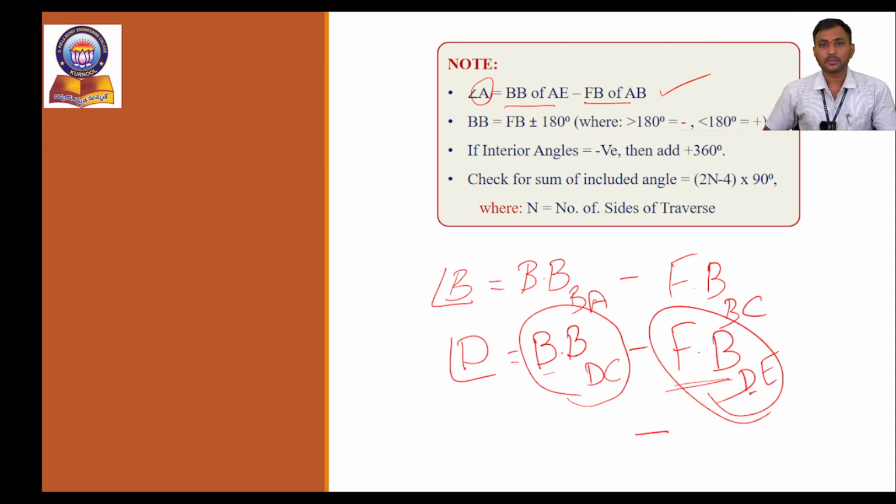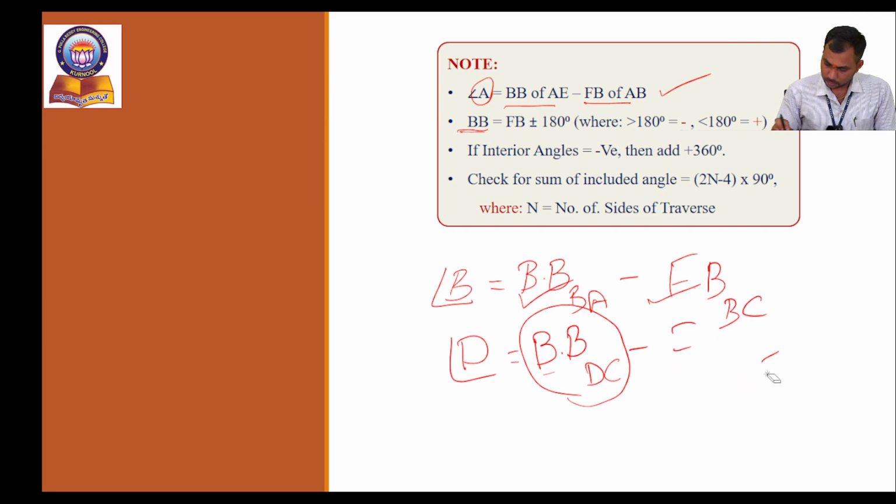So finally we have the formula we can apply to calculate the interior angles: back bearing minus fore bearing. In the question, they can mention either the back bearing or the fore bearing. Maximum they will mention the fore bearing values. So how do we calculate the back bearing values?